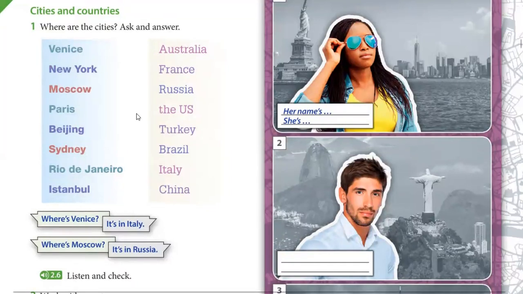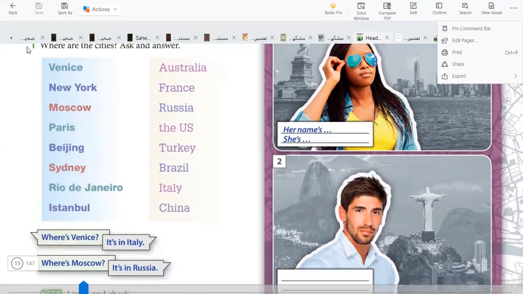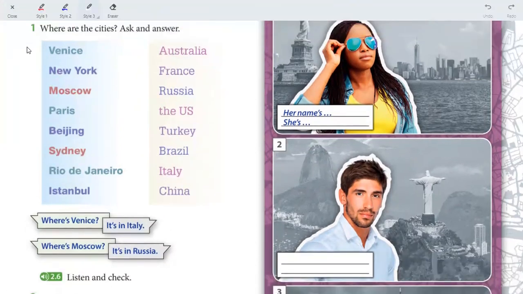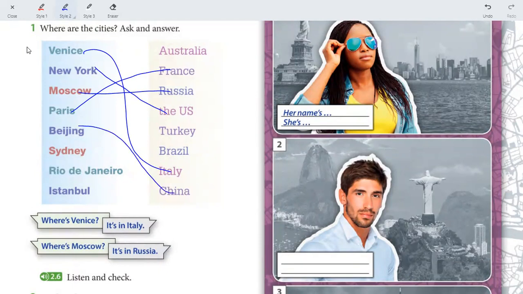Okay, this time you need to match the city with the country. So tell me about Venice, which country does it belong to? Italy. Next. New York, the US. Moscow, Russia. Paris, France. Beijing, China. Sydney, Australia. Rio de Janeiro, Brazil. Istanbul, Turkey.